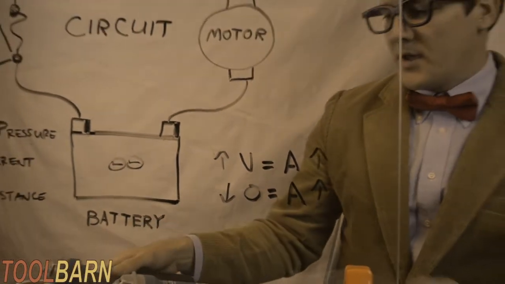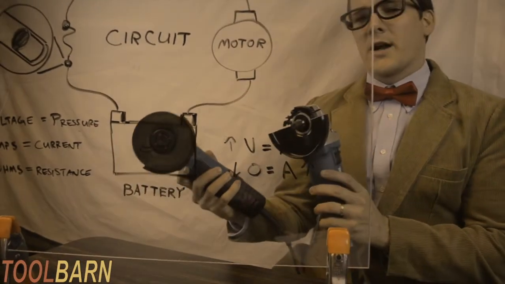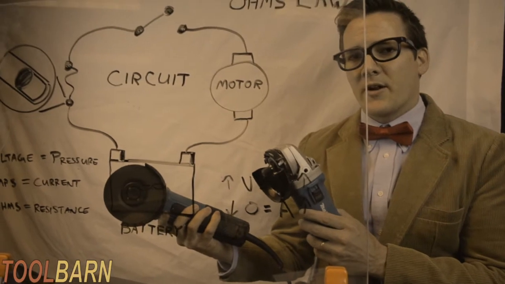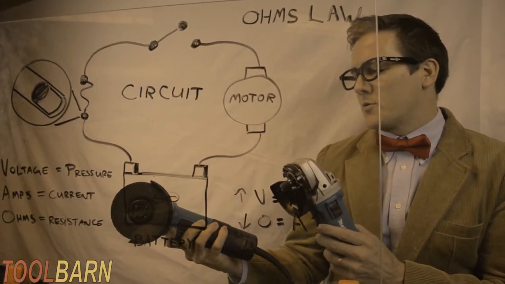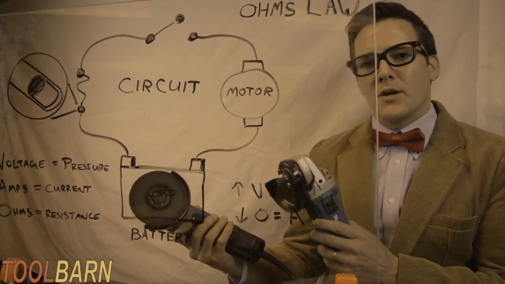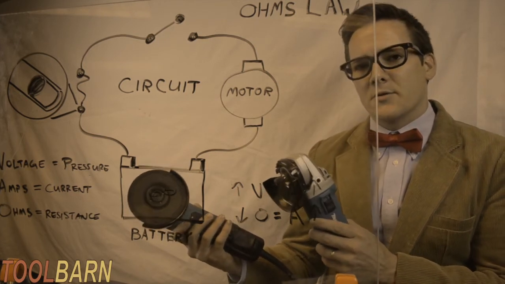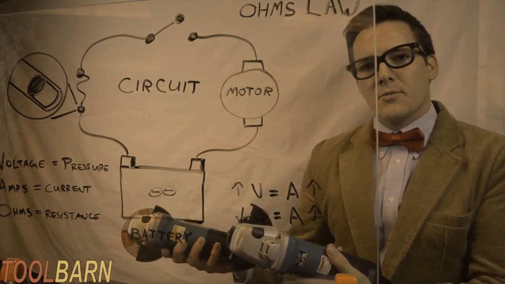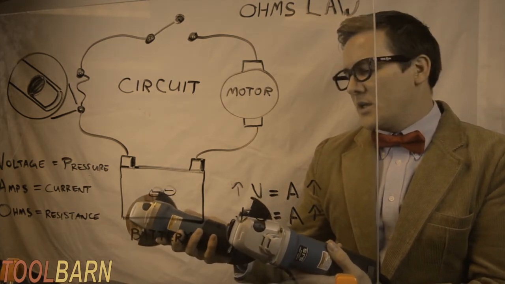Well, as you see here, I have two seemingly identical grinders. They're both corded, which means the voltage is going to be the same, or the amount of pressure the electrons have to go through to power the tool. Also, the resistance that they meet, if they're both grinding the same object, is going to be the same as well. So the only thing that we can change in this equation to make one more powerful than the other is the amount of amps.